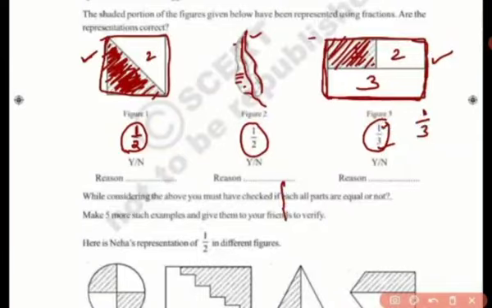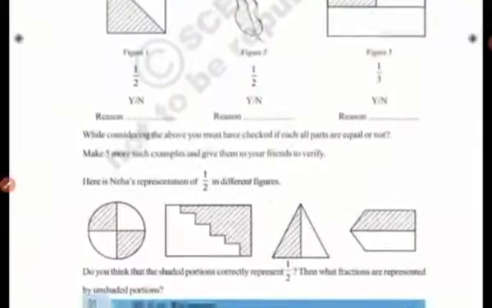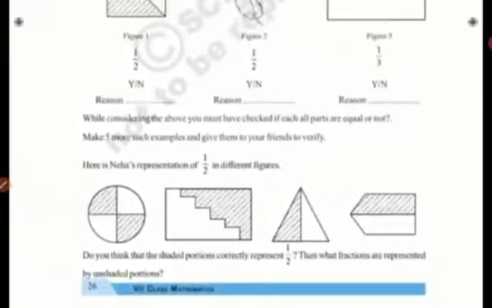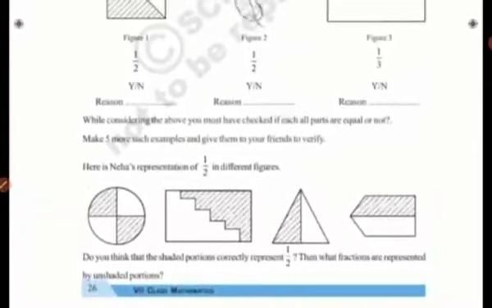All right, so look at these pictures. Okay, you think about these pictures. All right, students, do you think that the shaded portion, they are correctly represented as halves or no? Okay, and what fractions are represented by unshaded portions? All right, so just think about this by yourself and see, is this correct? I will tell you the first one. Okay, the first one I already had shown.